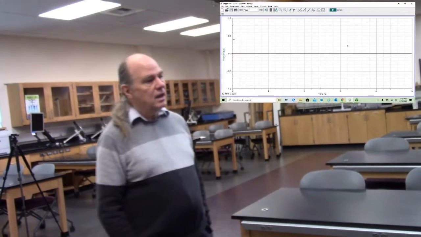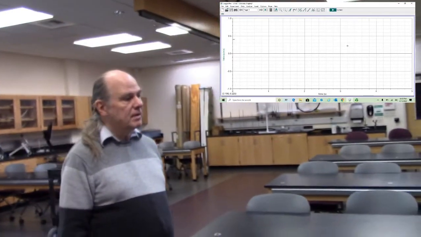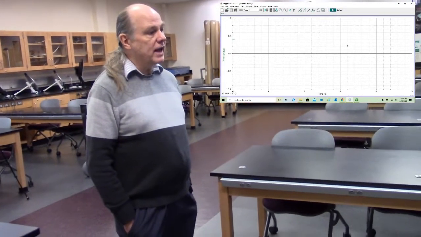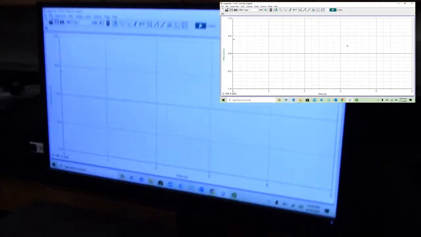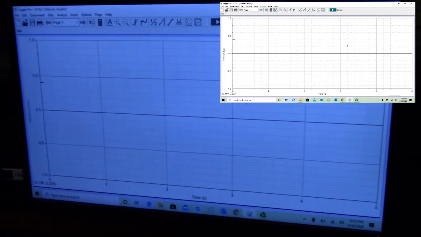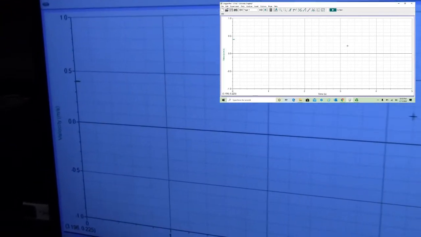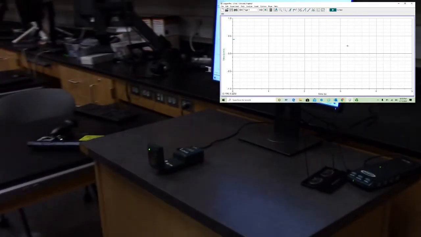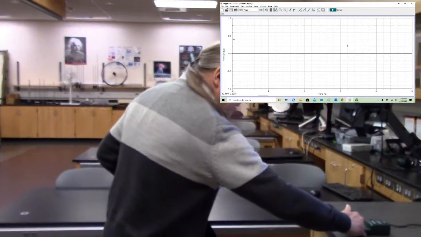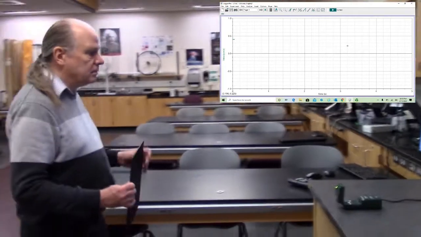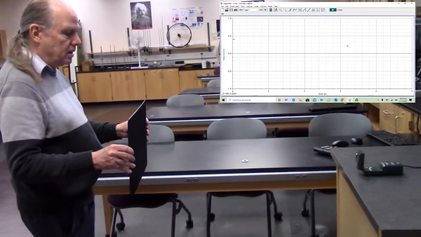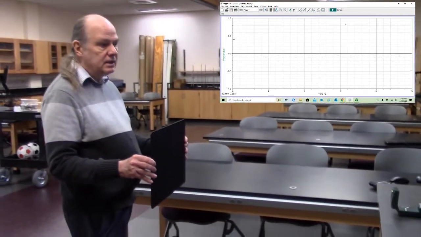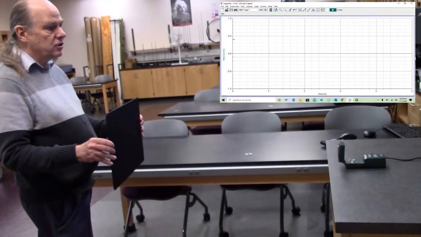Okay, so if we look at the y-axis here, we can see that it's labeled velocity instead of position, and so that's a good sign. But we're going to be using the same stuff. We're going to be using the motion detector. We're going to be using the plastic boards. Okay, so go ahead and start it.